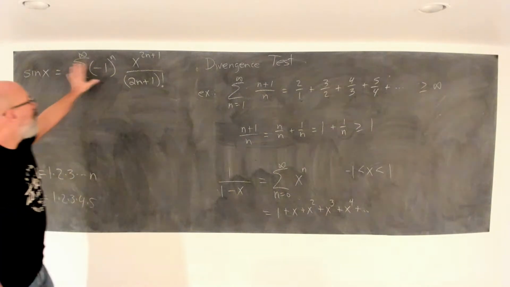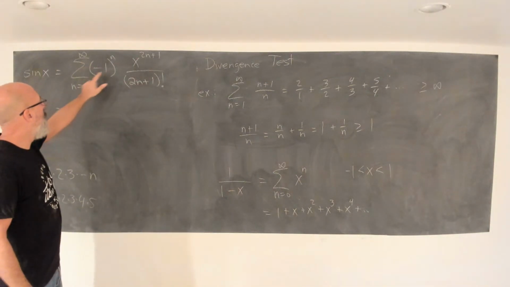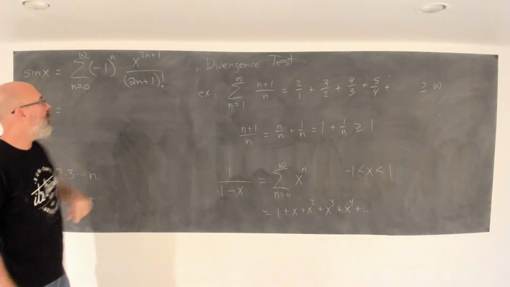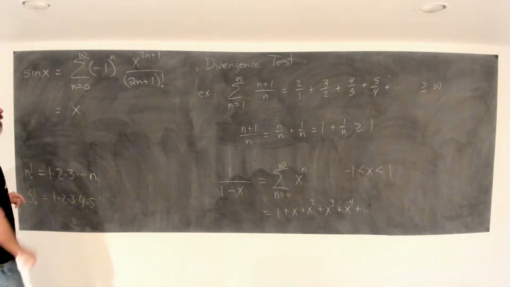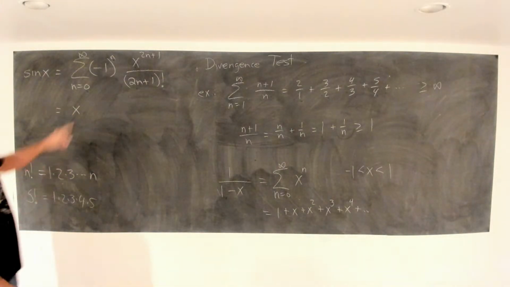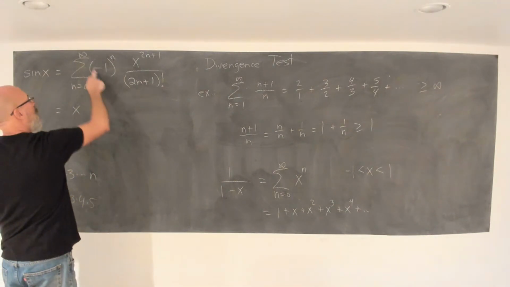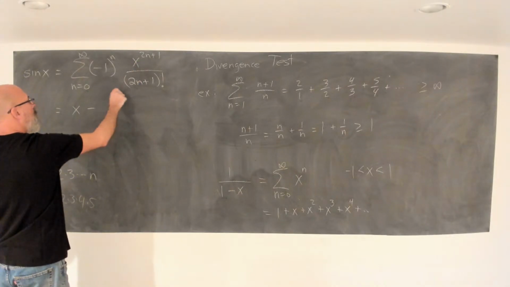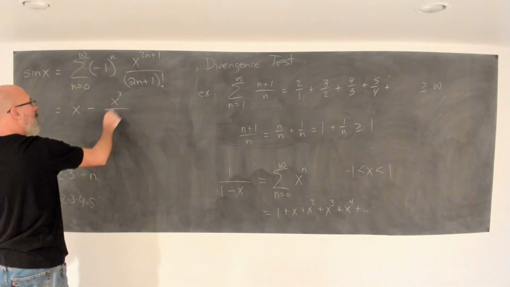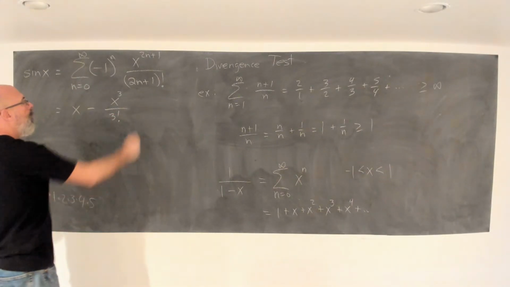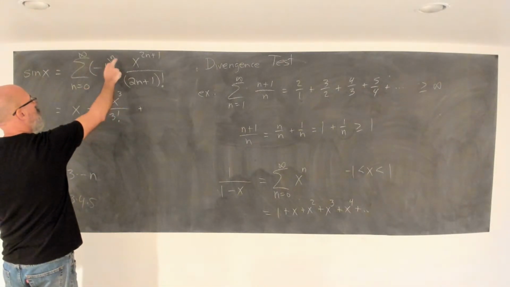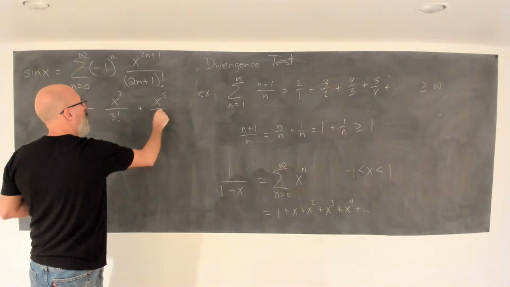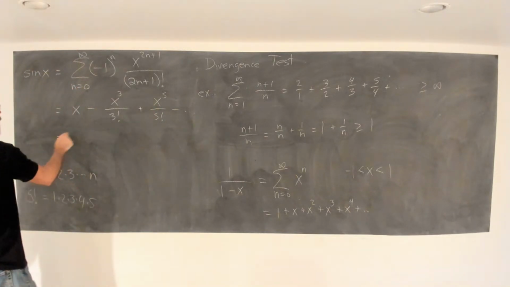So here, let's write out the first few terms. When n is 0, minus 1 to the 0 is 1. X to the 1 over 1 factorial, so that's just x. Plus, when n is 1, you get a minus 1 to the 1, which is minus 1, x cubed over 3 factorial, plus, when n is 2, minus 1 squared is 1, x to the 5 over 5 factorial, and so on and so on.